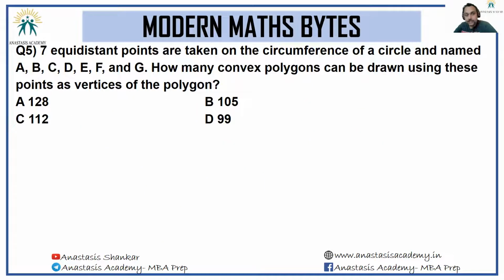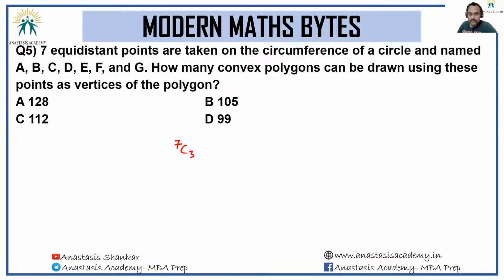Next question. 7 equidistant points are taken on the circumference of a circle and named A, B, C, D, E, F, and G. How many convex polygons can be drawn using these points as vertices of the polygon? Okay. Because these points are on a circle, anytime you pick up n points, they will necessarily be a polygon. That is not a problem. But what is interesting here is, in order to make a polygon, you need at least 3 points.